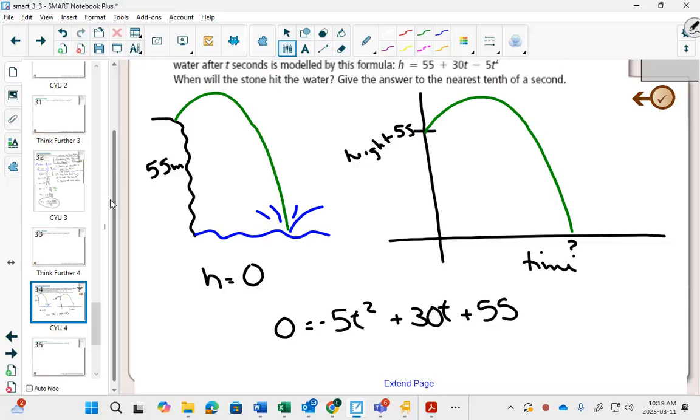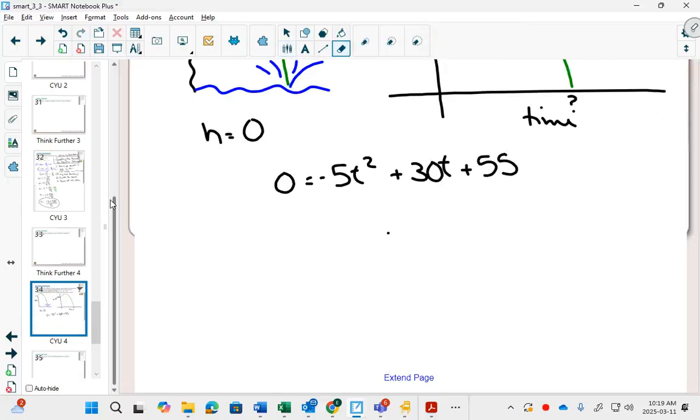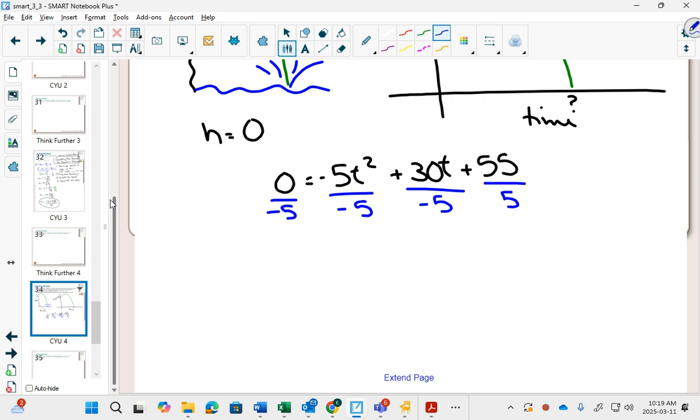And whether I'm going to be factoring or completing the square, I can divide everything by negative 5. So if you divide one side by negative 5, you divide the other side by negative 5, and dividing this whole side by negative 5 is like dividing each term by negative 5. That's nice to do because then I just get t squared minus 6t minus 11.